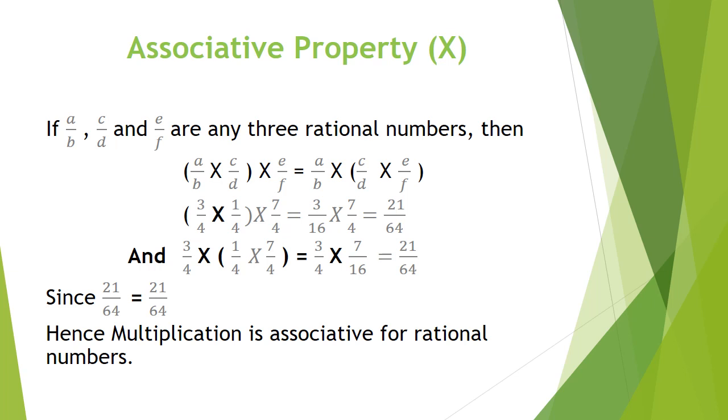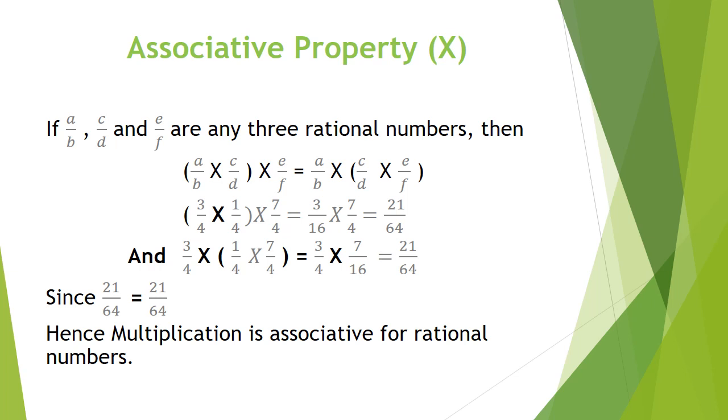Firstly, we will solve the left hand side. Let a upon b equals 3 upon 4, c upon d equals 1 by 4 and e upon f equals 7 upon 4. 3 ones are 3, 4 fours are 16, multiply 7 upon 4. 3 sevens are 21 and 16 fours are 64.